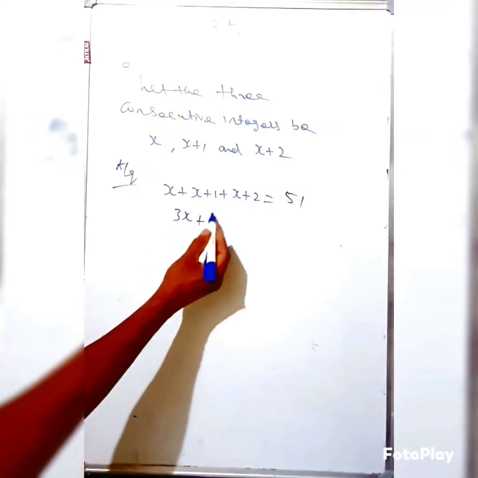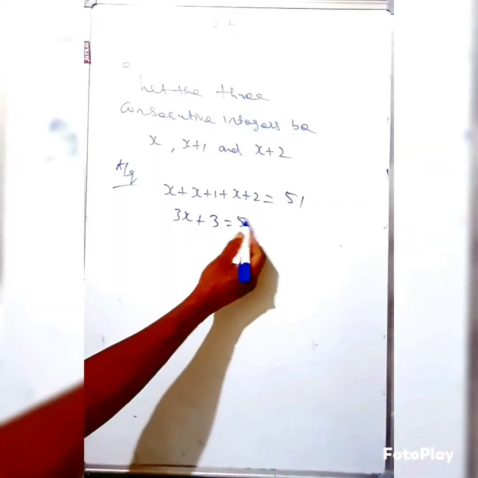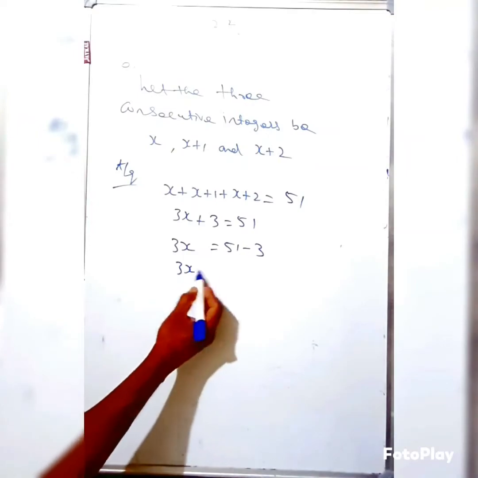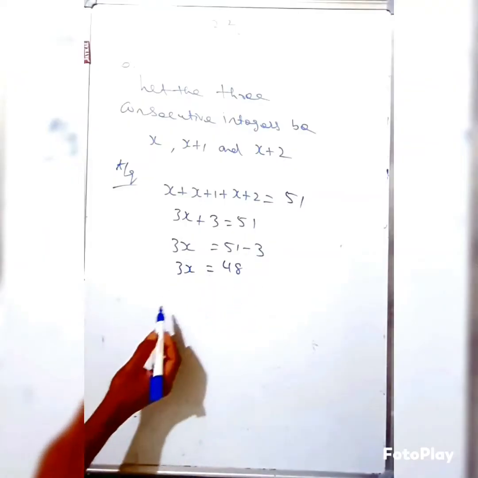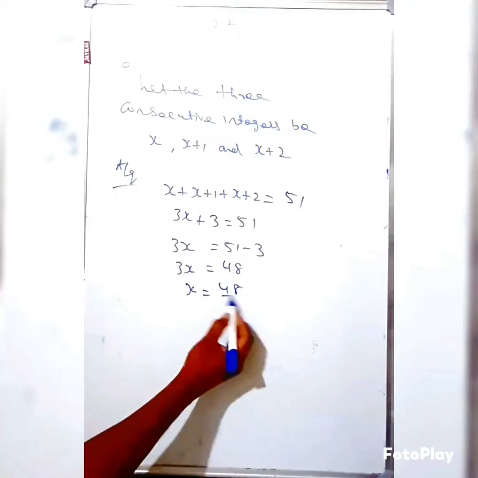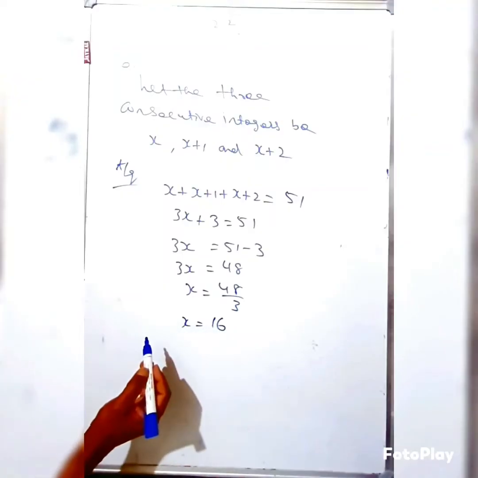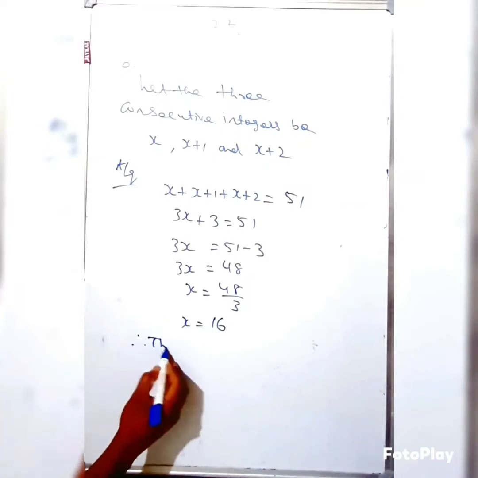So how many x are here? x, x, x, that is 3x. 1 plus 2 is 3, equal to 51. Therefore, 3x equals 51 minus 3. 3x equals 48. So therefore x equals 48 divided by 3, and 48 divided by 3 will be 16.